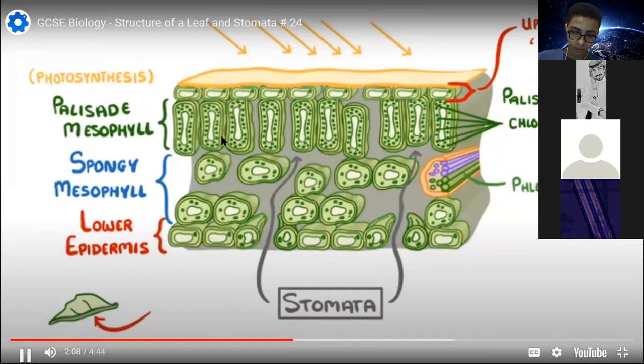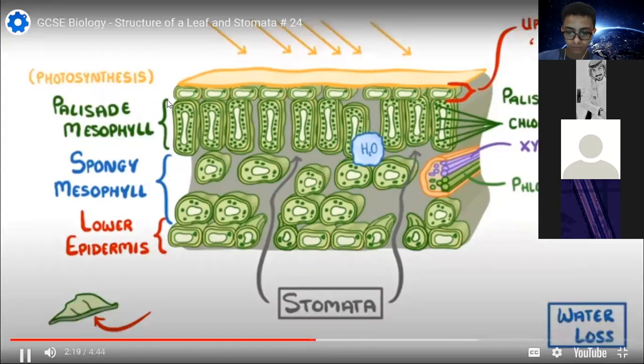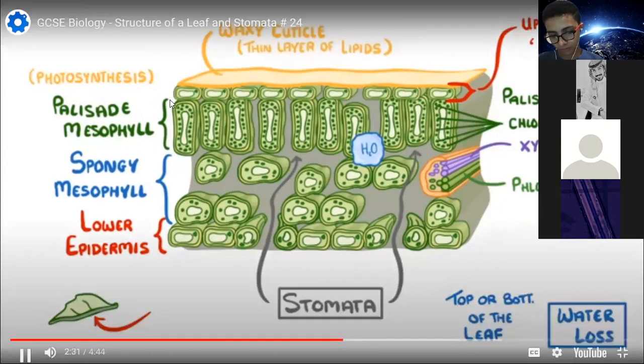The problem that leaves face is water loss. The xylem, which runs next to the phloem here, continually brings water up from the roots for the palisade cells to use in photosynthesis. But that water can be lost from both the top and bottom of the leaf. To reduce this water loss, the leaf has a waxy cuticle on top, which is basically a thin waterproof layer of lipids that the water can't get through.